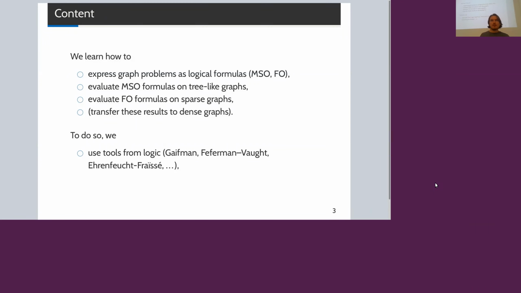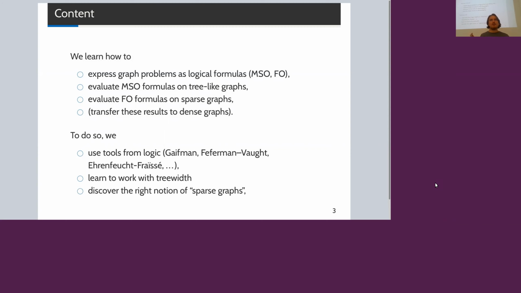So we're going to learn some theorems from logic, like Gaifman's theorem, Feferman-Vaught theorem, or Ehrenfeucht-Fraïssé, and we're going to learn about tree width and how to work with tree width algorithmically. And for the second part, we're going to learn about sparse graphs.